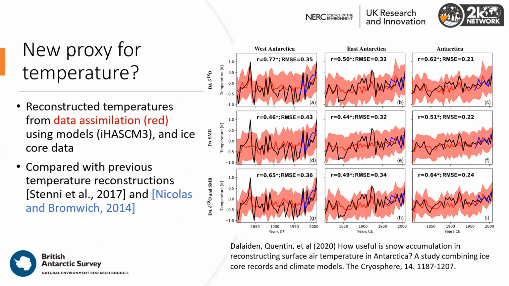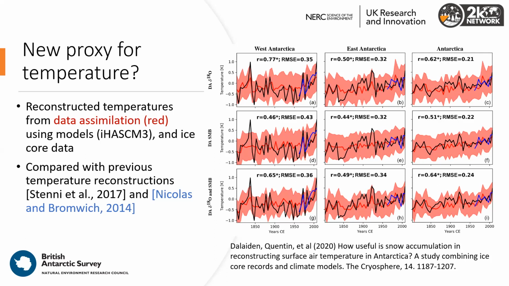And what they were able to show here, that is, on average, across the models, the relationship between surface mass balance and surface air temperature is often, or at least sometimes, equivalent or even better than the relationship between stable water isotopes and surface air temperature.